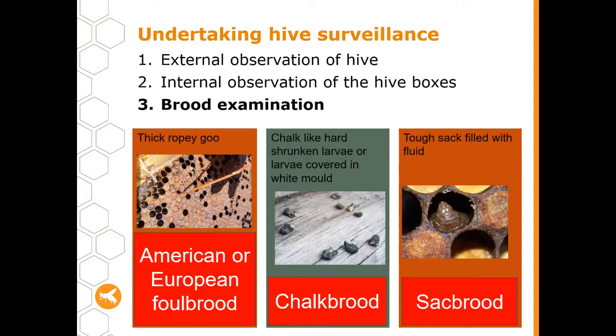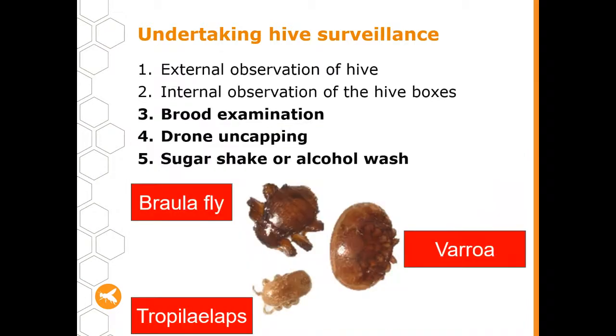We also want you to look out for chalk brood. Chalk brood will look like a hard, shrunken larva, usually covered in a mould, and it can be anywhere from white to grey to black coloured. It can look a bit like bread mould. And also sac brood. Sac brood is a tough, fluid-filled sac, and sometimes it can be quite watery looking, but as it ages, it'll dry up and shrivel up and look a little bit less watery and a little bit more like a dried sac. So those are the key ones we want from a brood examination.